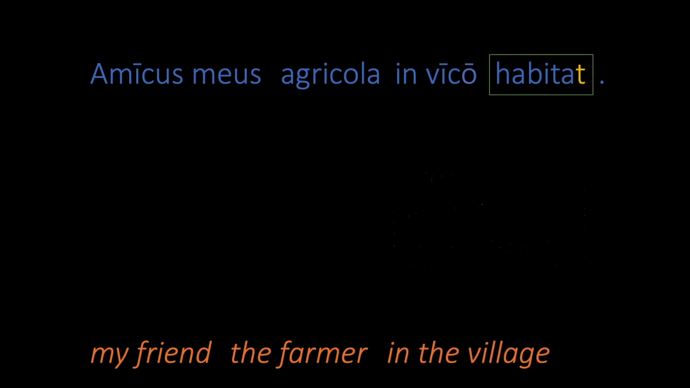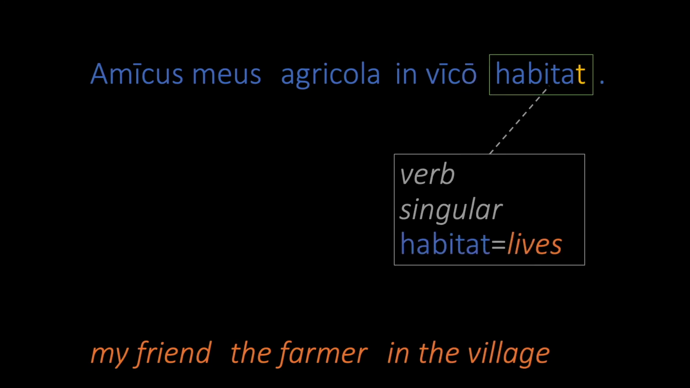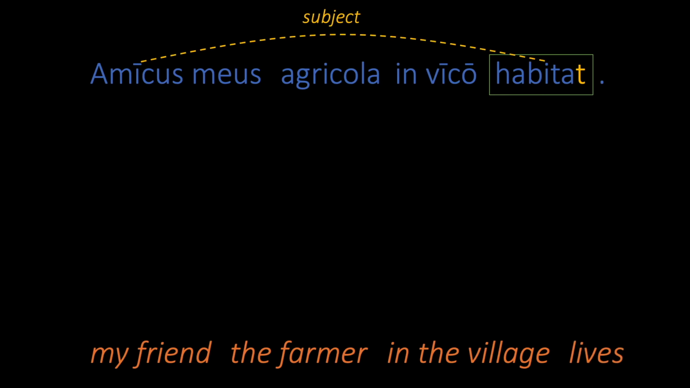Habitat is a verb. It is singular in form and agrees with amicus. It means lives. Altogether, that is, my friend the farmer in the village lives, or my friend the farmer lives in the village. Great, let's move on.